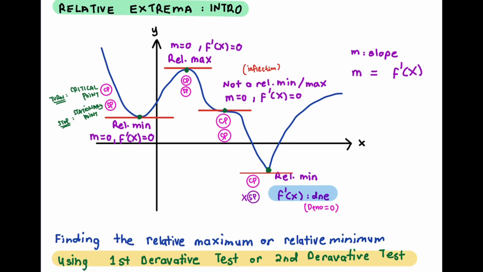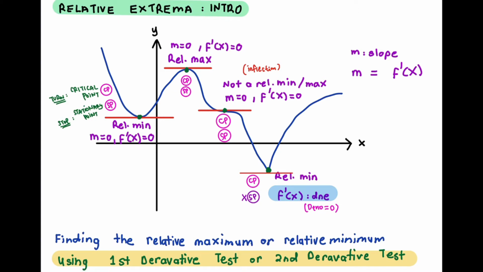Now we've come to chapter 3.2, Relative Extrema. So in this chapter, we will learn three things. The first one is relative extrema. The second one is the first derivative test. And the third one, the second derivative test.